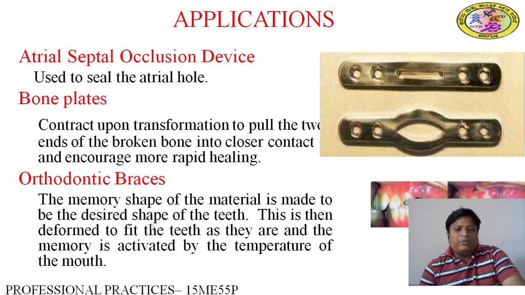Another one is orthodontic braces. You know that the memory shape of the metal is made to be the desired shape of the teeth. This is then deformed to fit the teeth as they are, and the memory is activated by the temperature of the mouth. Depending upon the temperature of the mouth, this wire in shape memory alloys will bend or regain the shape of the teeth.